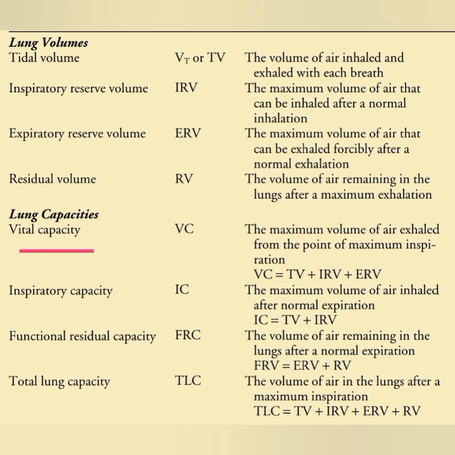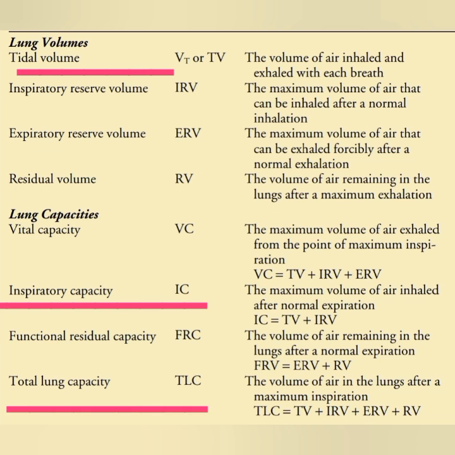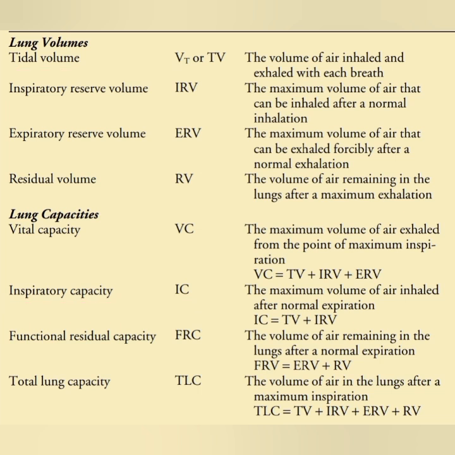Our first option is vital capacity. Vital capacity means the maximum volume of air exhaled from the point of maximum inspiration. And second option is tidal volume. Tidal volume means the volume of air inhaled and exhaled with each breath, or the volume of air breathed in and out during quiet respiration. And the next option, inspiratory capacity. Inspiratory capacity means the maximum volume of air inhaled after normal expiration. Here our question is total lung capacity. Total lung capacity means the volume of air in the lungs after maximum inspiration.